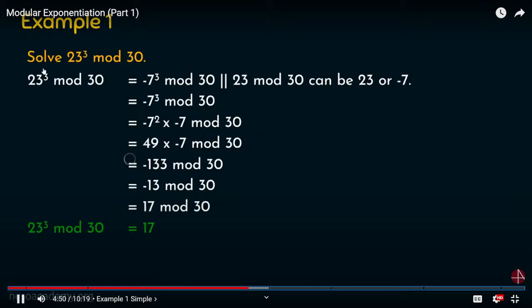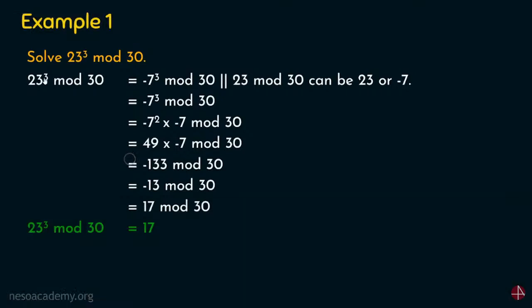I'm not going to prefer calculators for calculating 23 power 3 mod 30. Rather, see here, I have simplified these big numbers into small numbers so that I can easily work on the small numbers and I got the result. Even if you try with 23 power 3 mod 30, you will be getting 17 only as the result. But the difference is we are just working with small numbers. So that's it about example number 1.